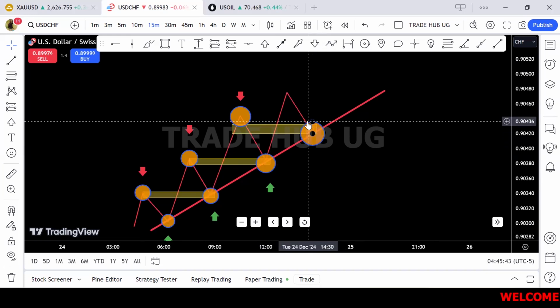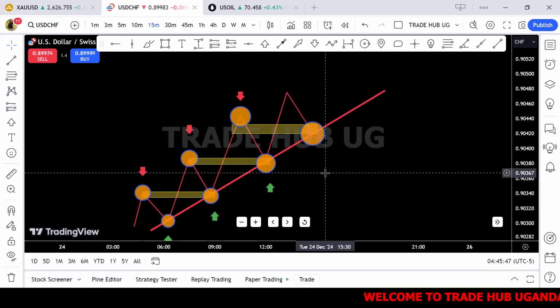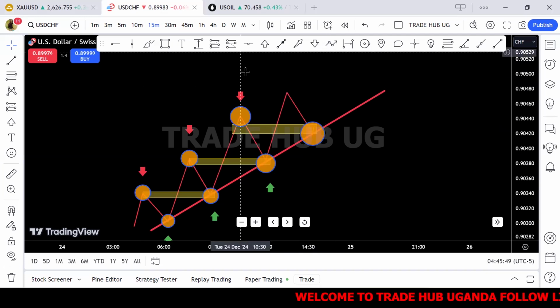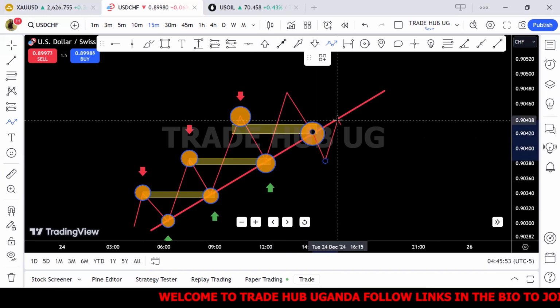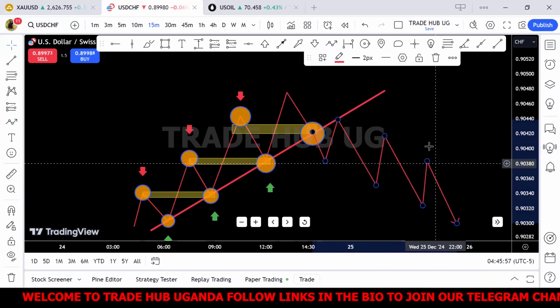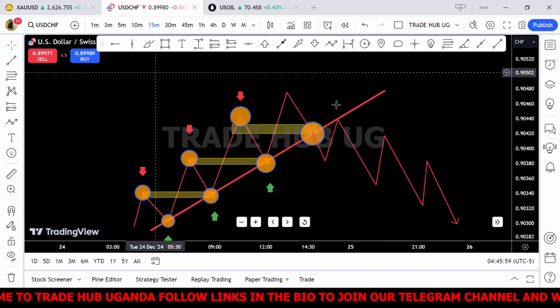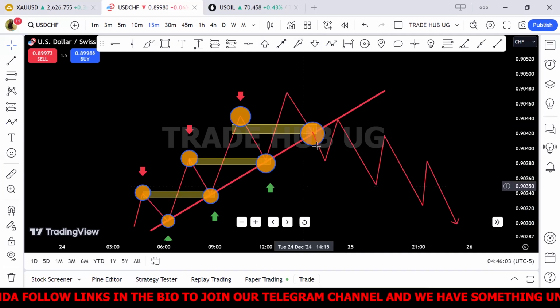But if a candle closes below this line, know that we are now changing our direction. We might be changing direction, and this might happen like this, forming another trend line or another trend. You get me? Or you understand?